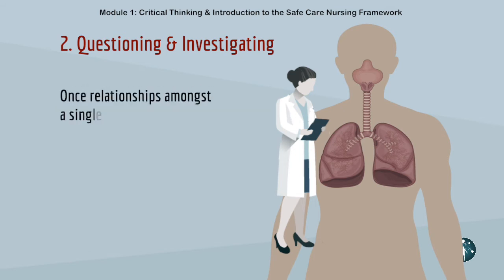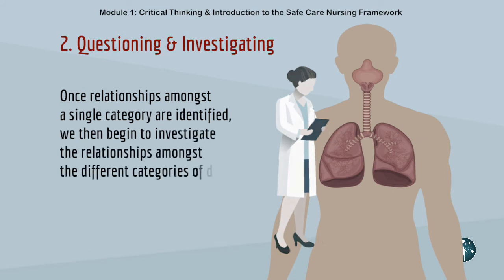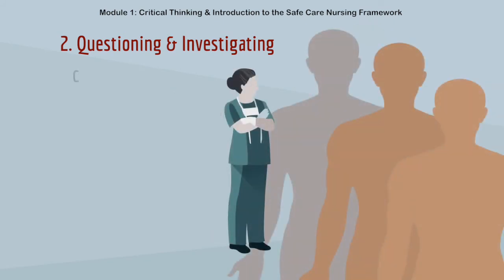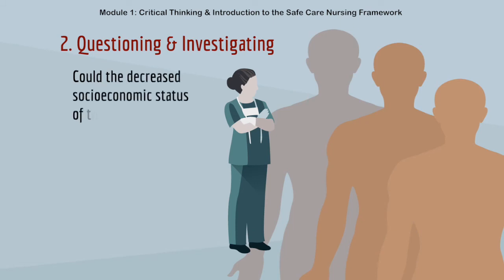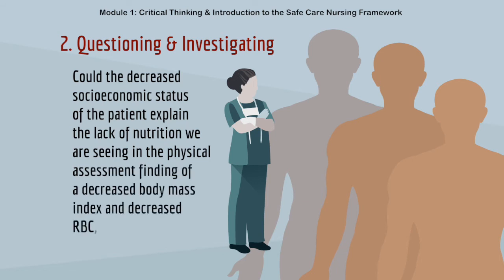Once relationships amongst a single category are identified, we then begin to investigate the relationships among the different categories of data. Could the decreased socioeconomic status of the patient explain the lack of nutrition that we are seeing in the physical assessment finding of a decreased body mass index and decreased red blood cell hemoglobin and albumin?